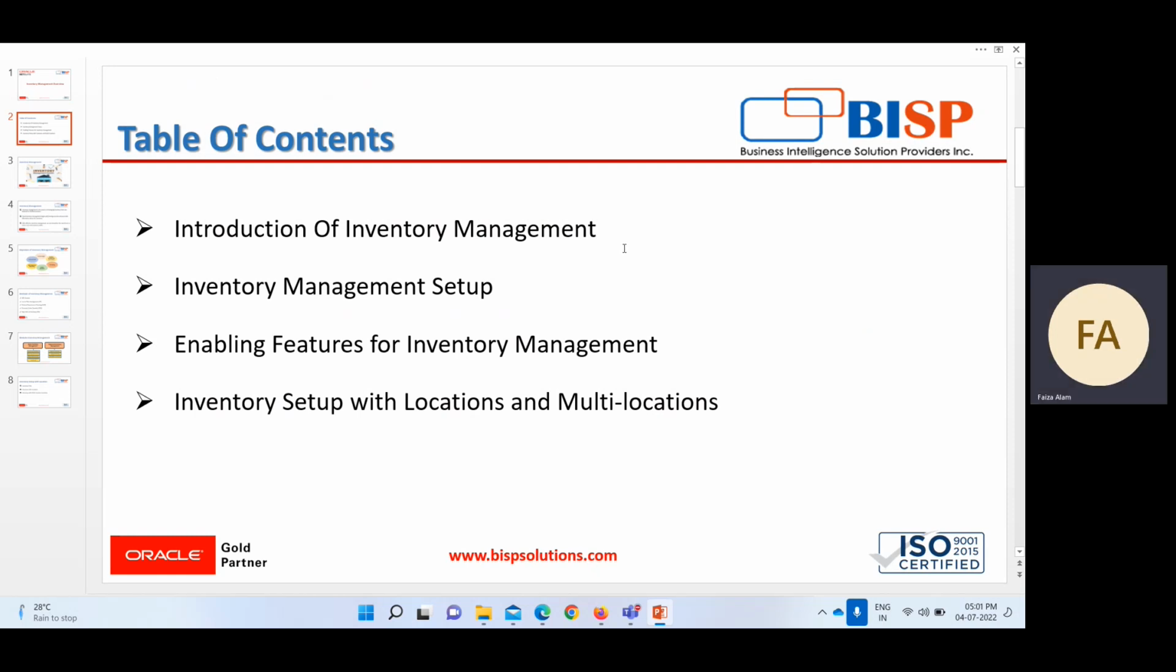So our today's agenda would be: first, an introduction of inventory management. Then we'll be looking at the inventory management setup. After that, we will be moving towards enabling features for inventory management, and at last we'll see how the inventory can be set up in terms of location, like setting up inventory at a single location or multiple locations.